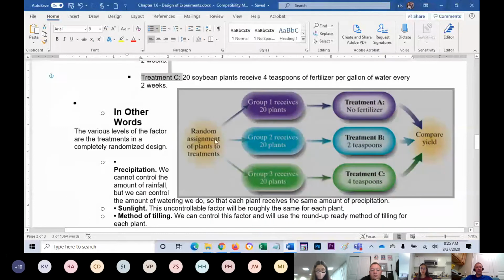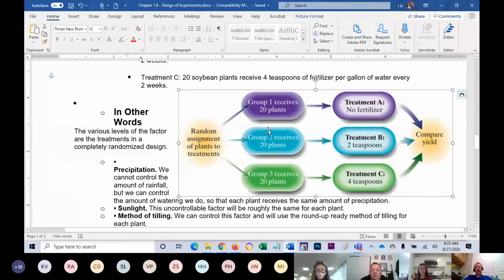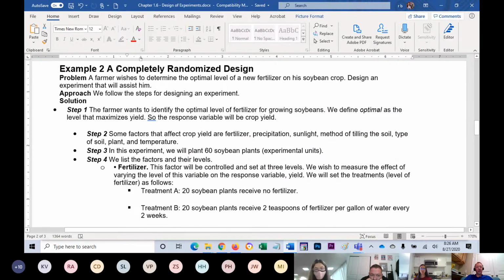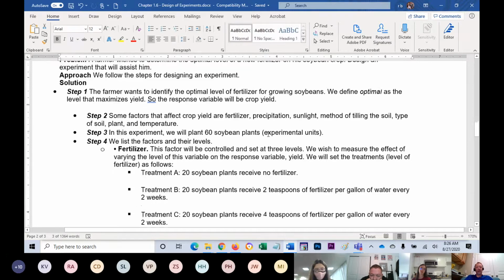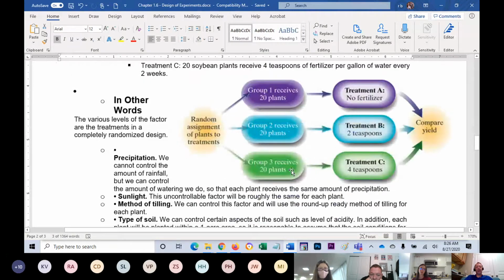Okay. So this picture here that we've got, this is the kind of thing, it's hard for me to do this on a quiz, but I'm probably going to say I want you to identify or to diagram a completely randomized design. And when I ask that, I'm thinking of a picture like this.